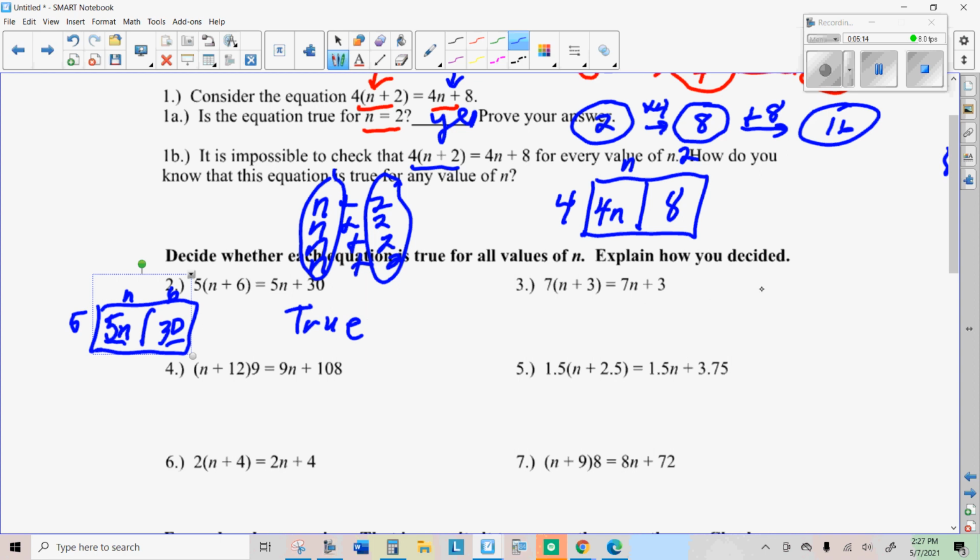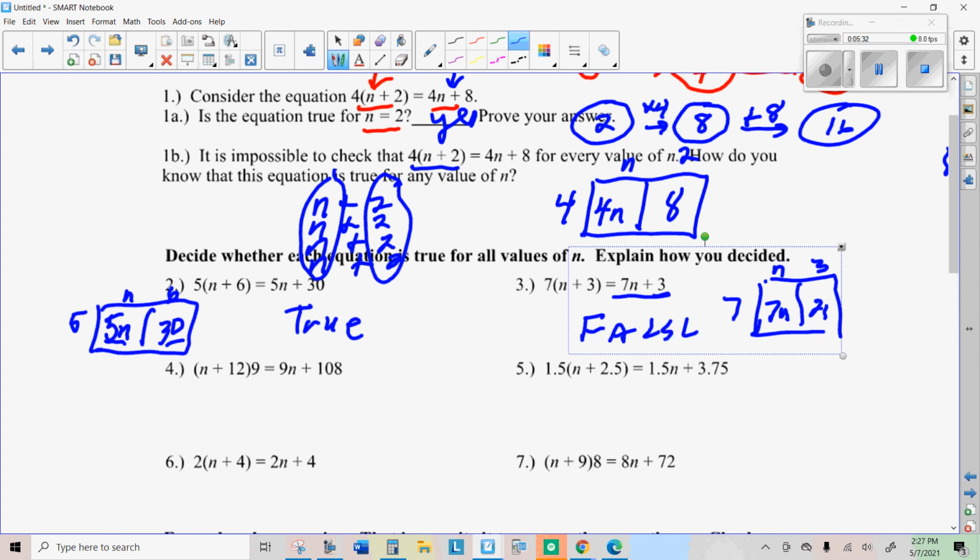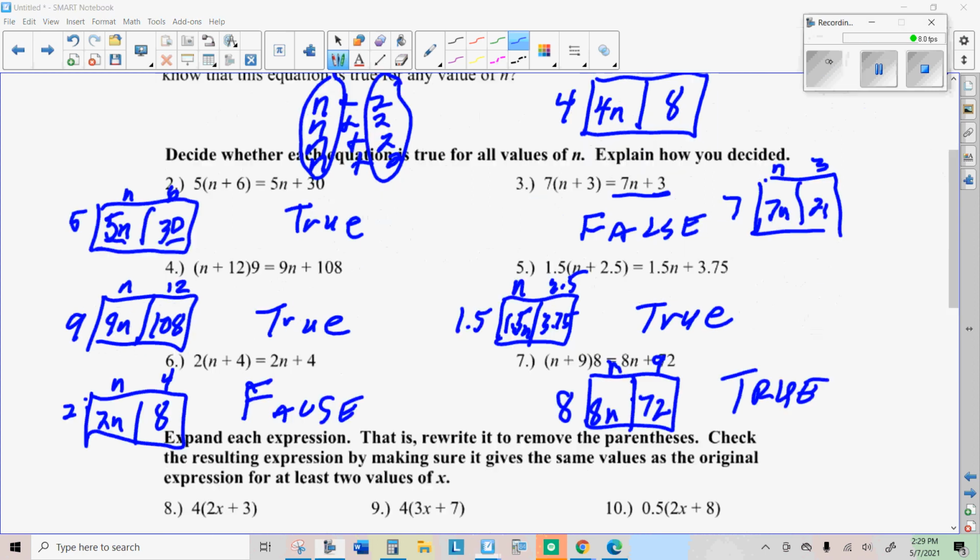Now if I do it for this diagram, if I put 7 on the outside and an n and 3 here, this would be 7 times n here. 7 times 3 is 21. Whoops, that does not give us 7n plus 3, so I'm going to say false. Why don't you check the other ones here?